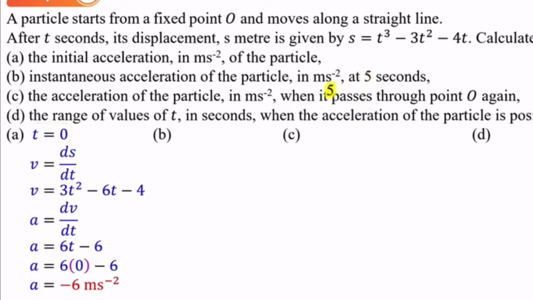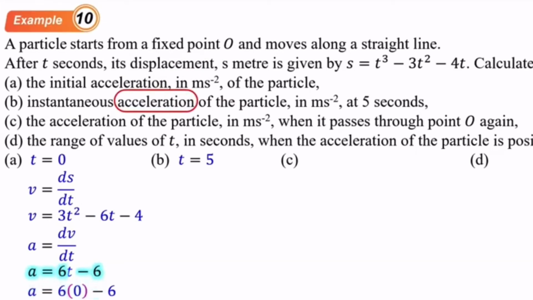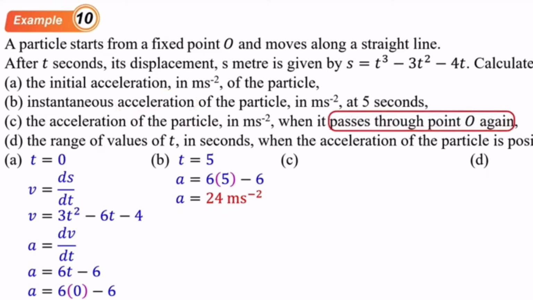So now we will use t equal to 5, and then we substitute into the acceleration function, which is 6t minus 6. So it will become 6 times 5 minus 6. So we will get 30 minus 6, which is actually 24 meter per second squared. All right. So let's proceed to C. The acceleration of the particle in meter per second squared when it passes through point O again.